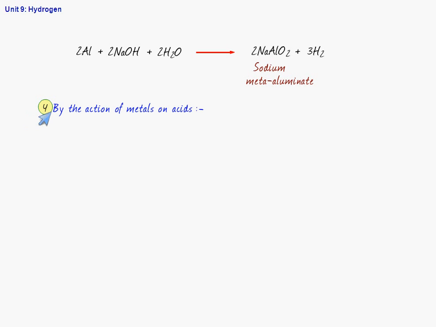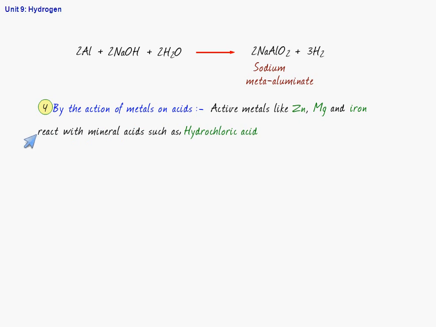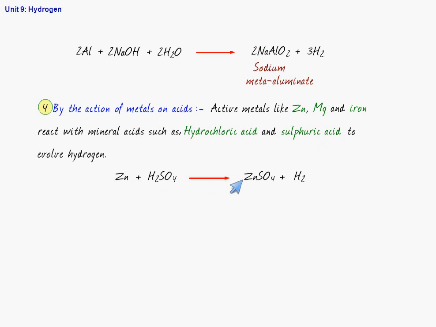Now the active metals like zinc, magnesium and iron react with mineral acids such as hydrochloric acid and sulfuric acid to evolve hydrogen. This is a very common method. The reaction is Zn plus H2SO4 gives ZnSO4 plus H2. Mg plus 2HCl gives MgCl2 plus H2. Similarly, Fe plus 2HCl gives FeCl2 plus hydrogen.